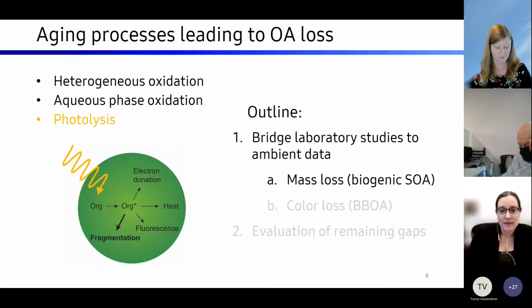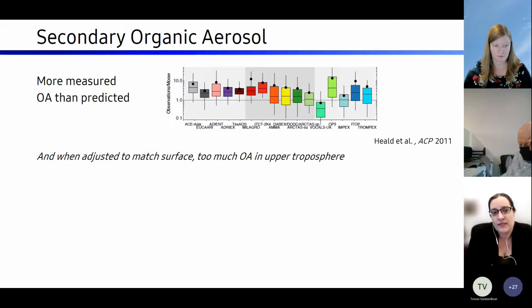All right, so thinking about this mass loss in biogenic secondary organic aerosol, the motivation for this is coming from an older paper. This is Colette Heald's paper in 2011. In this paper, she did a modeling study and then a comparison between the amount of organic that she was modeling in the atmosphere relative to what was measured for some aircraft campaigns. And they found that there was basically a gap between the models and the measurements. And when they adjusted the model to match the concentrations down at the surface, which is generally where we have more measurements, they ended up with too much organic aerosol mass up in the upper troposphere.